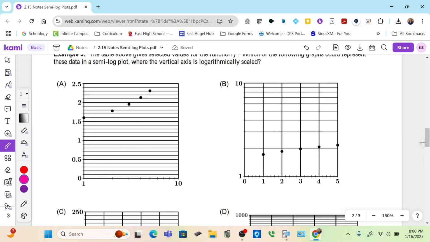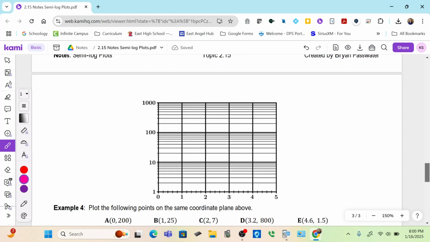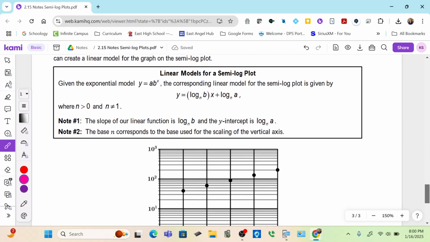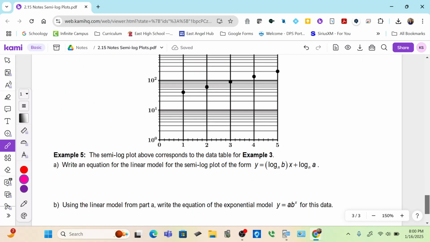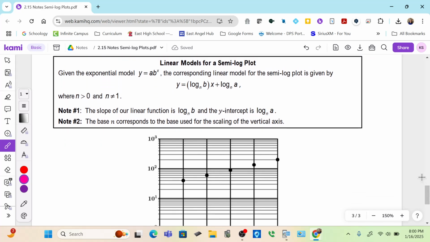And now I'm going to skip ahead to example, I believe it's example 5, yep. But before we complete example 5, there's some other information we need to know.